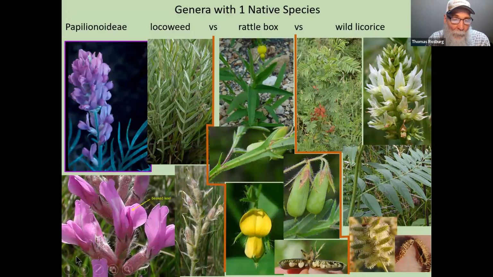But we get this sort of beak-like structure because the ends of the keel petals are kind of pointed. And in Oxytropis, the leaves are almost always, all the leaves are basal. There's really never an upright stem at all. Sometimes there might be one leaf coming off a little bitty tiny short stem, but I've never really seen that. So all basal leaves. Both of these are going to have an upright stem that has leaves coming off of the stem.